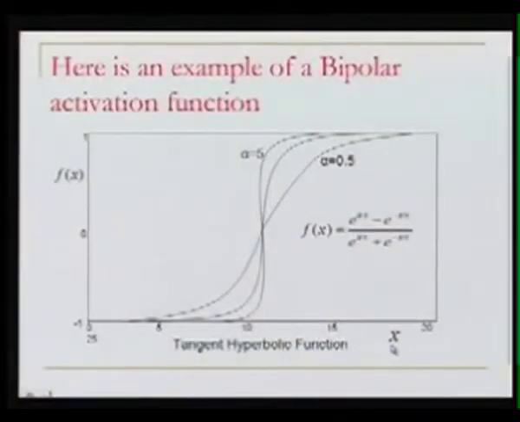But now, with this activation function, when you vary x from minus infinity to plus infinity, you get values from minus 1 to 1. This is the tangent hyperbolic function, and you know that it is e to the power alpha x minus e to the power minus alpha x upon e to the power alpha x plus e to the power minus alpha x. Again, alpha is there just to control the nonlinearity in the function.